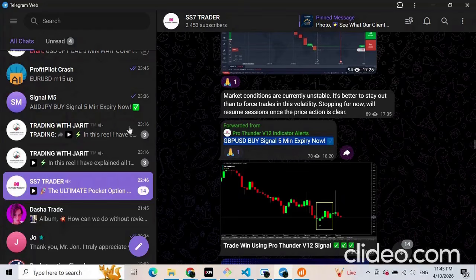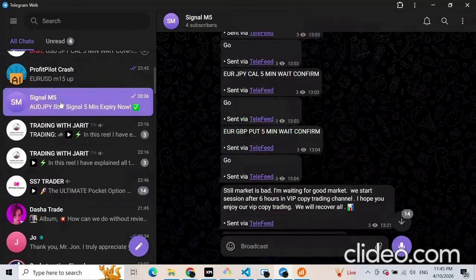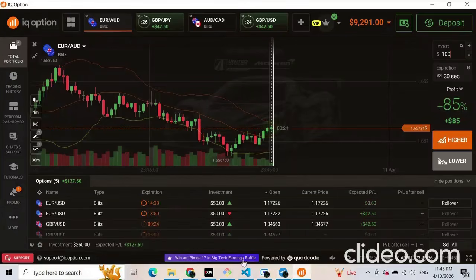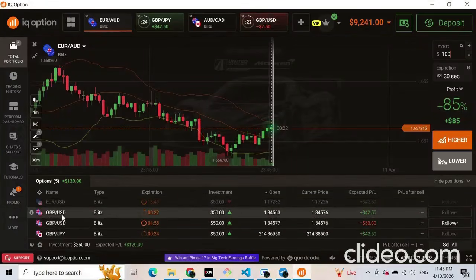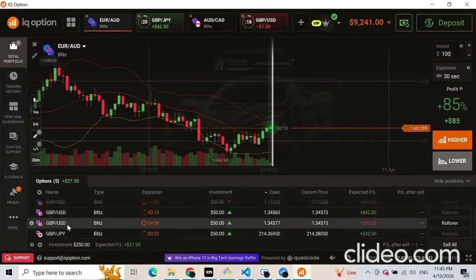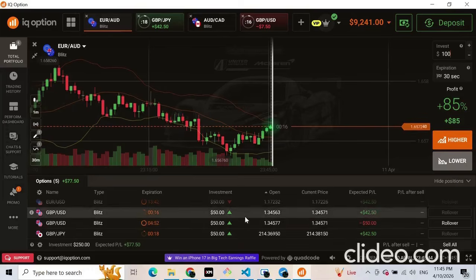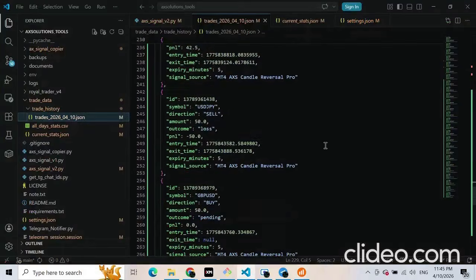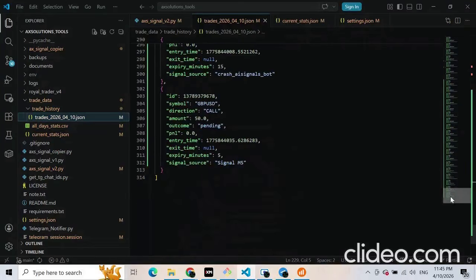Now let's try sending signals from different groups. Signal M5: GBP USD 5-minute buy trade. And here you can see GBP USD 5-minute. This one is the old trade, this one is the latest trade, a 5-minute call trade, right? And if we go to our trade record, this must be recorded under pending status.